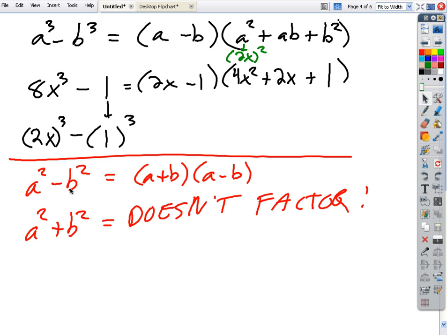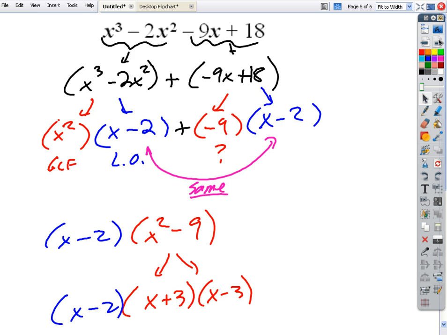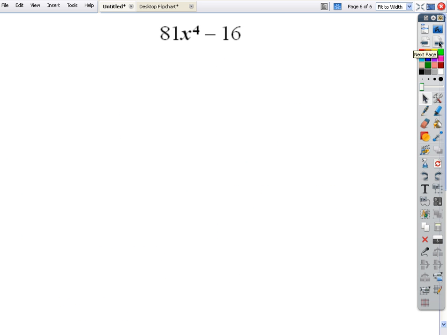So could we write this as a difference of squares? Could we write this as something squared minus something squared? Yeah. Okay, the first one, what squared is 81? Well, 9. And then what squared is x to the 4th? X squared, right? Because when I take a power to a power, I multiply the exponents, right?